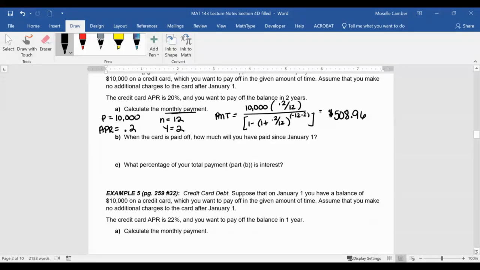Part B, when the card is paid off, how much will you have paid since January 1st? So again, this is asking for the total amount paid. So we're paying $508.96 each month, 12 times a year for 2 years. So after those 2 years, I would have paid $12,215.04.